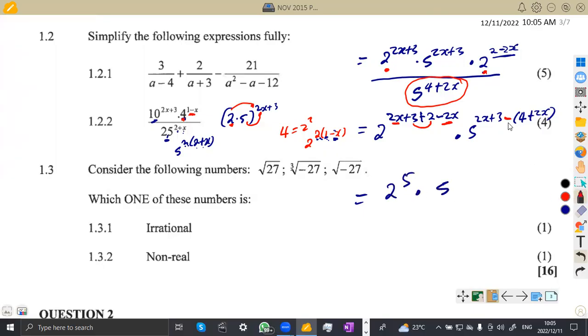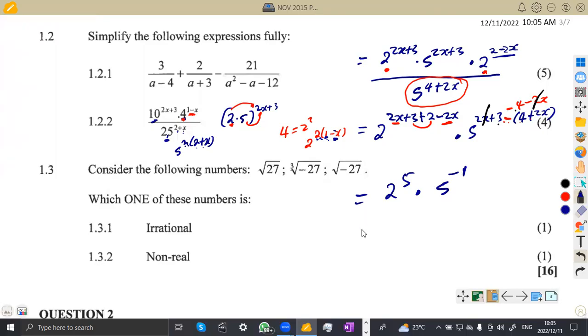If we are to simplify, it's negative times 4, that's negative 4. Negative times positive 2x, which is negative 2x. So you can collect like terms. 2x minus 2x will cancel. We've got 3 minus 4. So 3 minus 4, that is a negative 1.